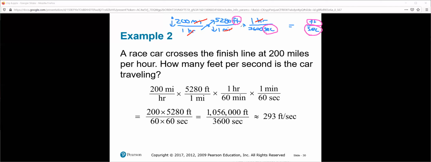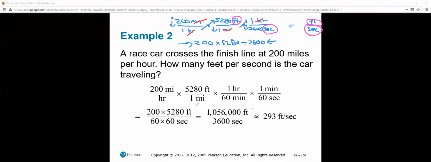Don't need to worry about that. Then I multiply by 1. Don't need to worry about that. Then I divide by 3,600. Okay, so my answer is 200 times 5280 divided by 3,600. So PEMDAS, multiplication and division, all at the same level. You just go left to right. That is the calculation you would do.